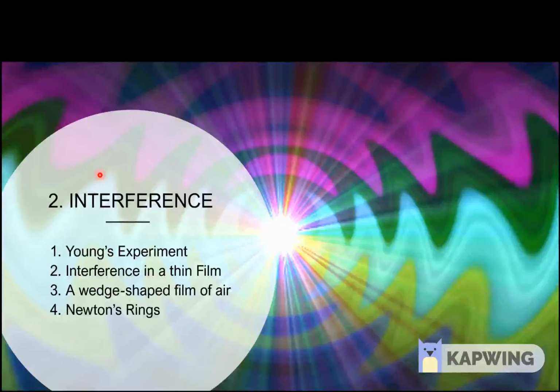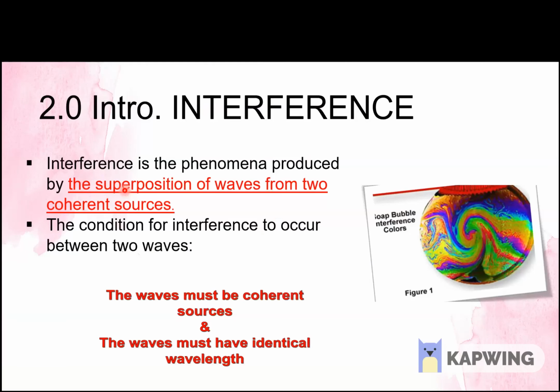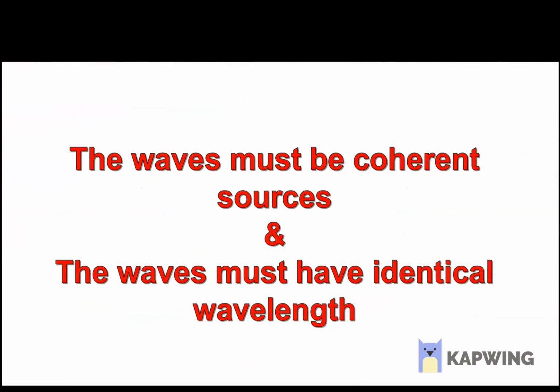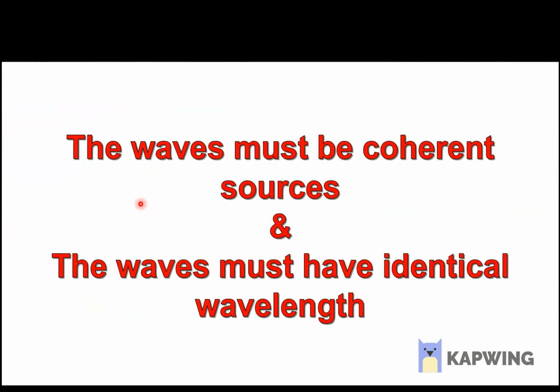Next, you will learn about interference, which is the phenomenon produced by the superposition of waves from two coherent sources. Okay, in this chapter I will not touch in depth on what interference is, because I know Miss Foley had explained it in the previous chapter.